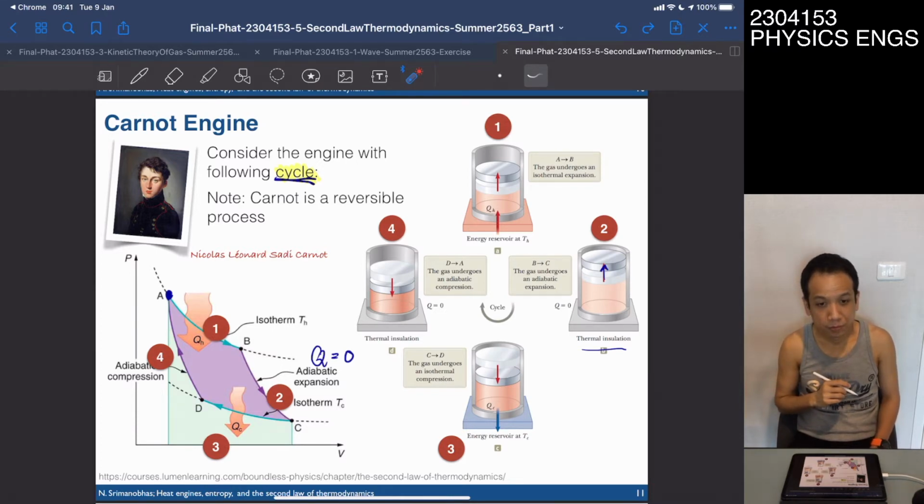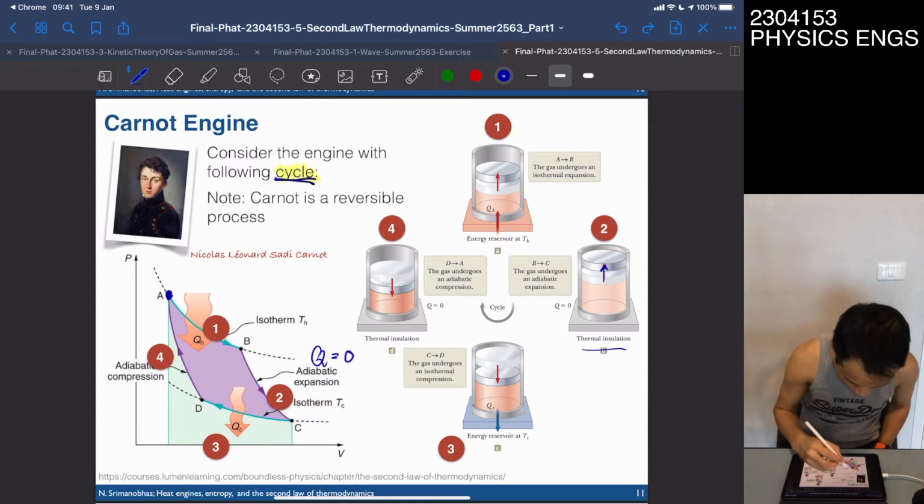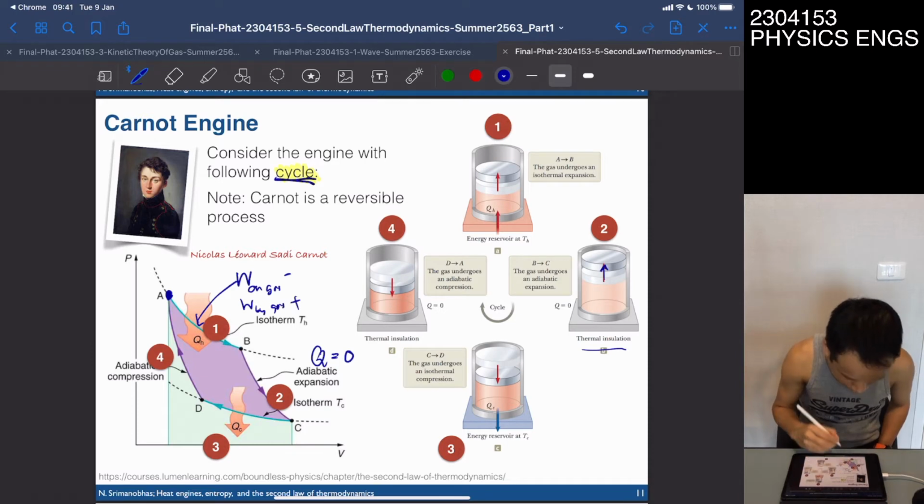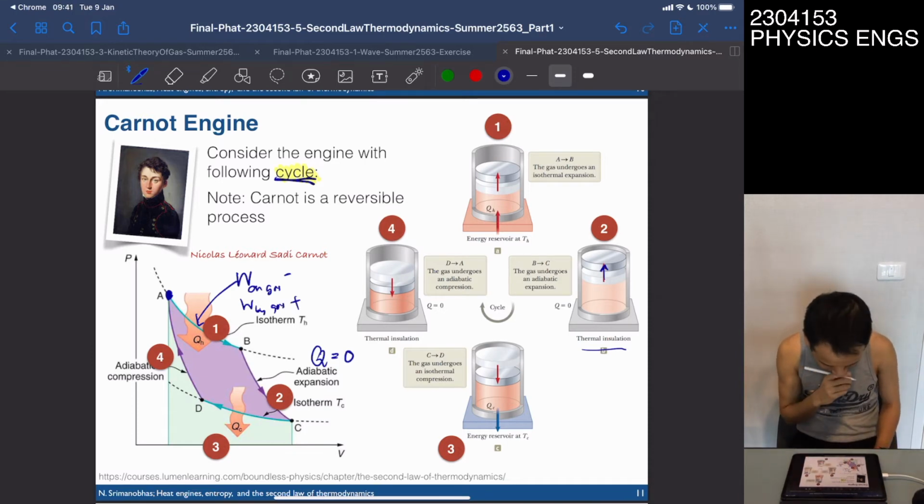So you go to the lower temperatures, okay? So maybe I take a note first that in this case, the W on gas is negative, right? W by gas, the work done by gas, is positive, okay? And then Q equals 0.